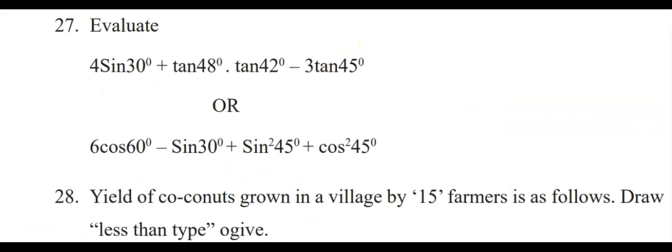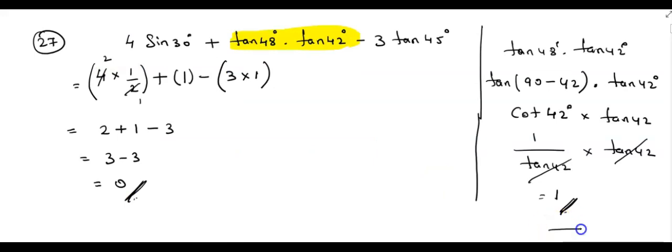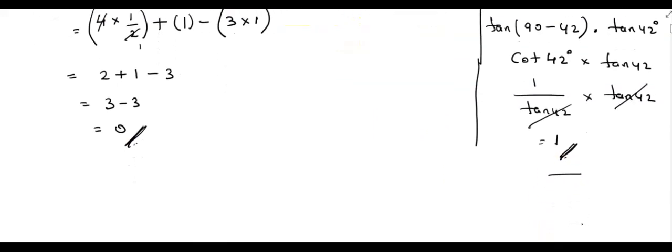Good. See here students, again in the same question number 27 there is an OR choice question. What is this question? 6 cos 60 degree minus sin 30 degree plus sin square 45 degree plus cos square 45 degree. We have to find the value of this. Let me solve this. Same question number 27, there is an OR choice question.